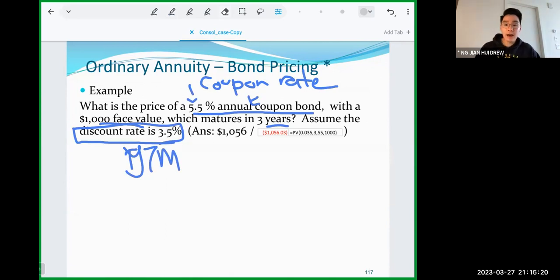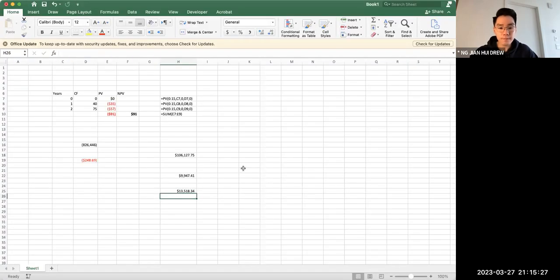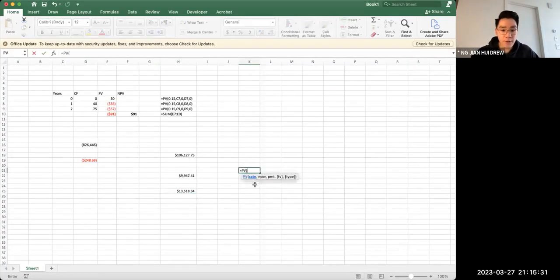All right, so we can use the ordinary annuity formula. Let me just jump back to Excel to show you how to do it. So I'm going to pull up my PV formula. We know that the rate, or discount rate, or we say yield to maturity, is 0.035, right? It's 3.5%. Now, number of periods, we know that this is a 3-year bond. Payment. Can anyone say what's the payment amount for this bond? And is it a positive or negative amount? Remember the payment equals the coupon payment. So what's the amount here?